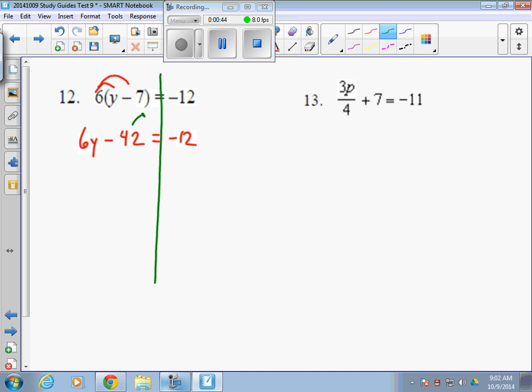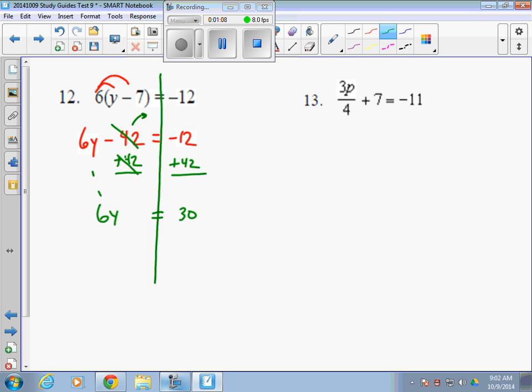Undo minus 42 by adding 42. If you add it to the left, add it to the right. Negative 12 plus 42. You have to subtract the absolute values. 42 minus 12 is the number 30. And 42 is the larger absolute value. It's positive, so 30 is going to remain positive. This part right here is going to be canceled out, and you have 6 times y comes down.